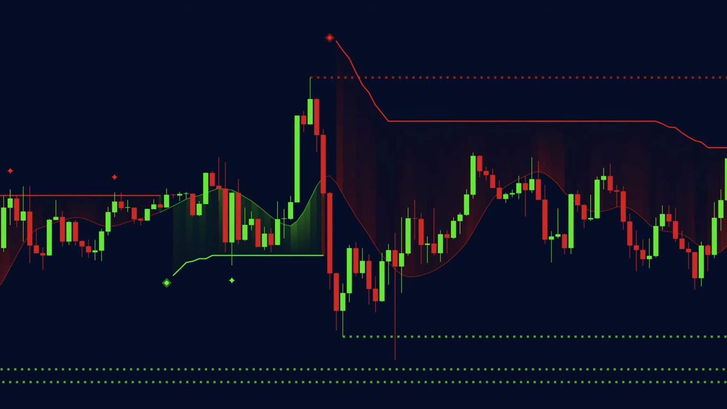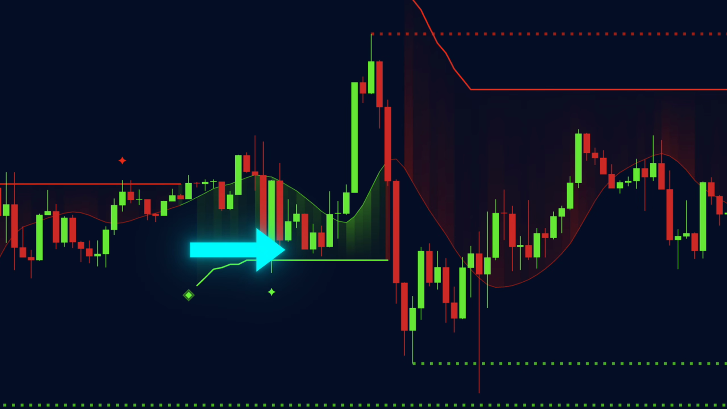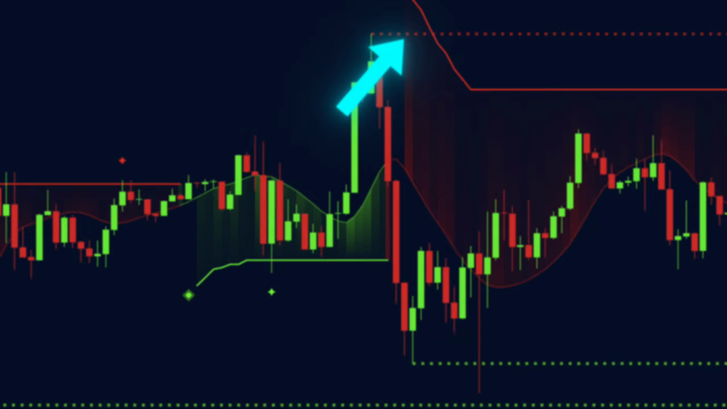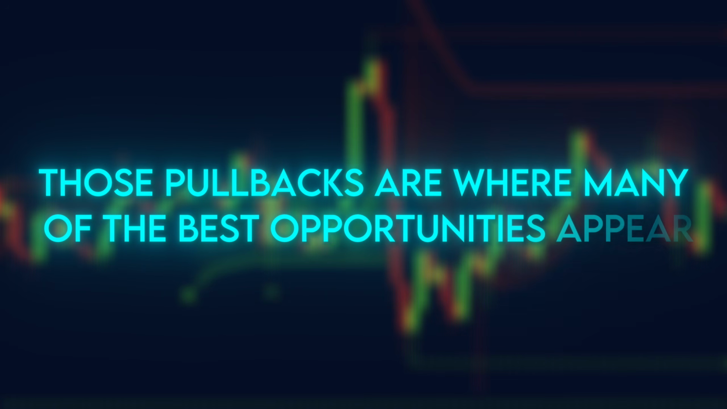You'll also notice that during a healthy trend, price often pulls back toward the saber line and then continues in the same direction. Those pullbacks are where many of the best opportunities appear.